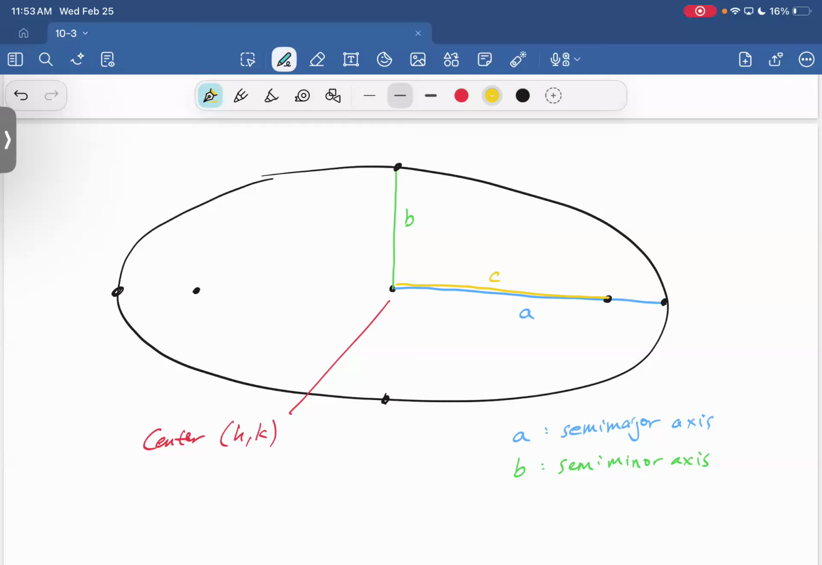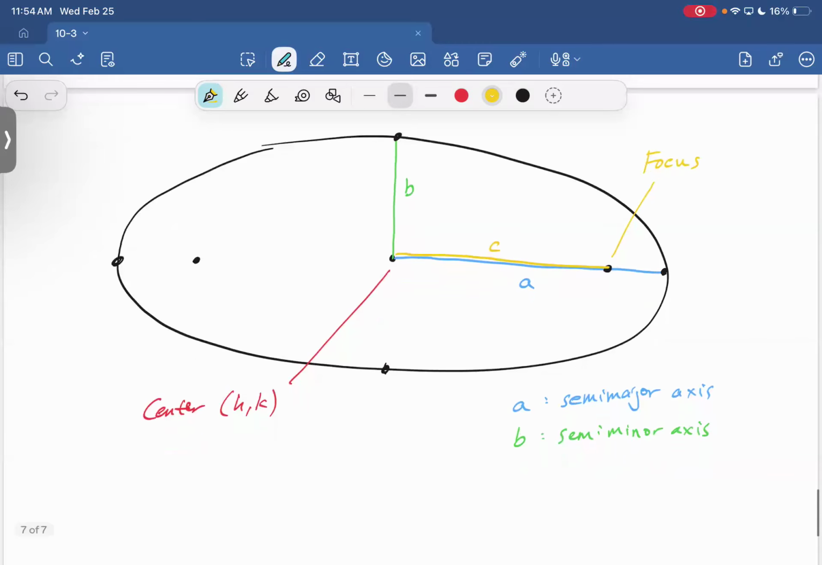Okay, anyways, c is the distance between the center to the foci, okay? So this is one of the foci. It's a focus. And the distance from that point to the center is given by c. All right, so c is acting as p in this form.